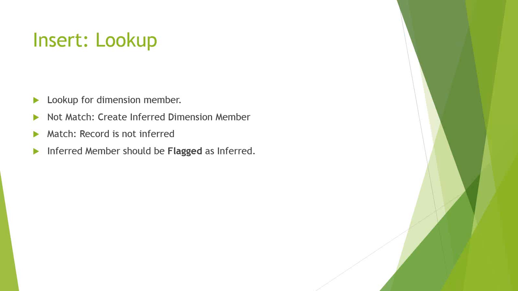For the insert, we use a lookup transformation to find the dimension member. If that dimension member does not exist, we create it, which is actually the inferred dimension member, with just the business key. All other attributes are null. If it is matched, if the dimension record exists, then we just use that record, which is not inferred. We can also set the inferred dimension member flag as inferred.